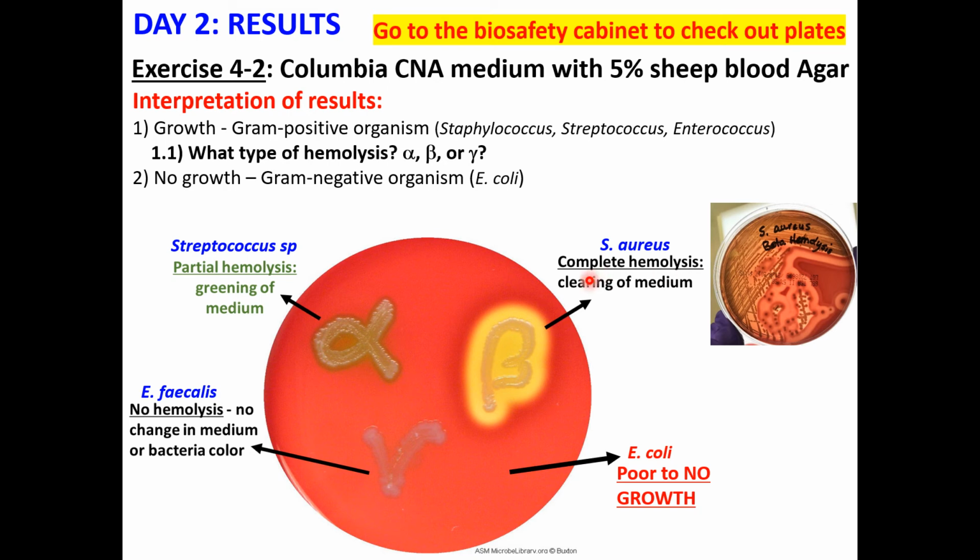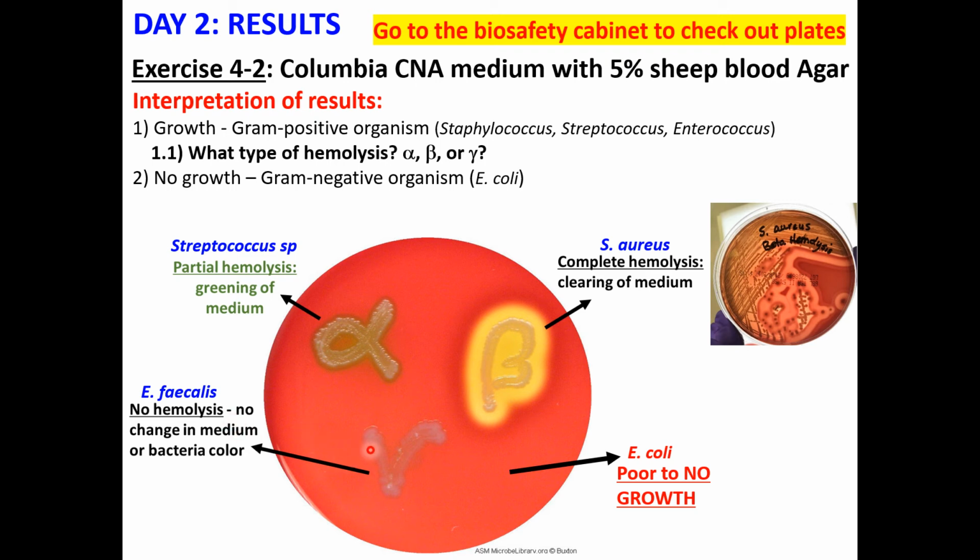But if we get a partial hemolysis, when we look against the light, the growth looks greenish because the red blood cells are not completely destroyed. So that's how we know. And then if a colony can grow on the plate, but when we look against the light there is nothing, there's no difference in the background because the blood's still there.